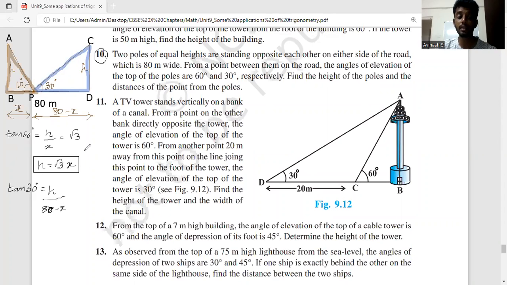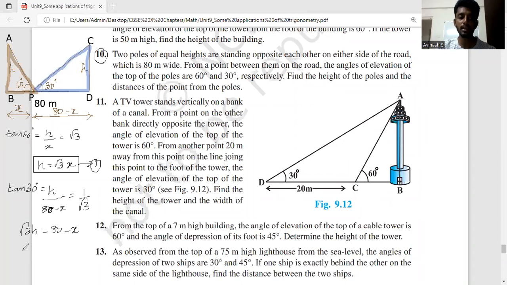How we got 80 minus x is, the whole width of the road is 80, of which we have subtracted BP's value, which is x. So this is 1 by root 3. We all know this. Let us mark this as equation 2. Now when we cross multiply, this becomes root 3h equals 80 minus x. This is what we get.